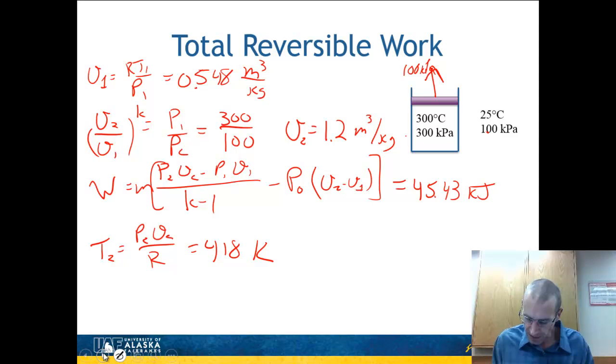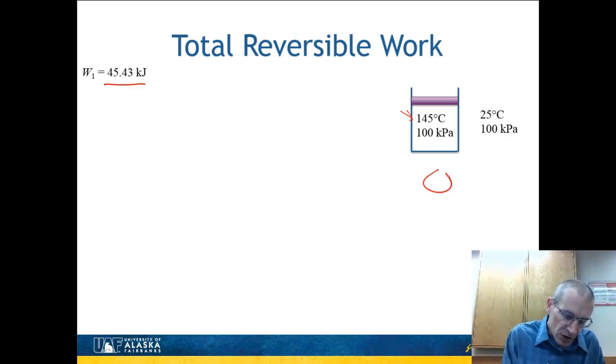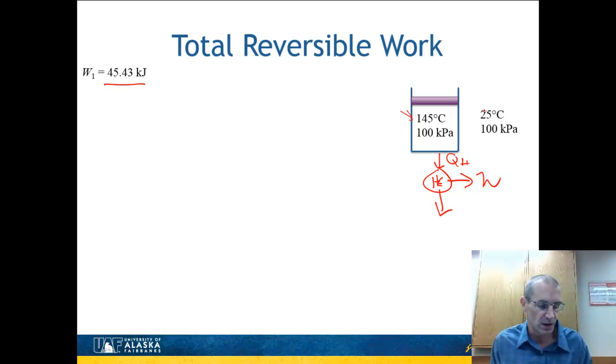So let's do that second step. So here we are. There's our work from the first step. We're now at 418 Kelvin. And we're going to go ahead and hook up our heat engine to it, generate some work from there. There's our QH. We're going to dump this into this 25 degrees Celsius sink. And let's do this at constant pressure so we don't run into that problem where we got an infinite loop last time.